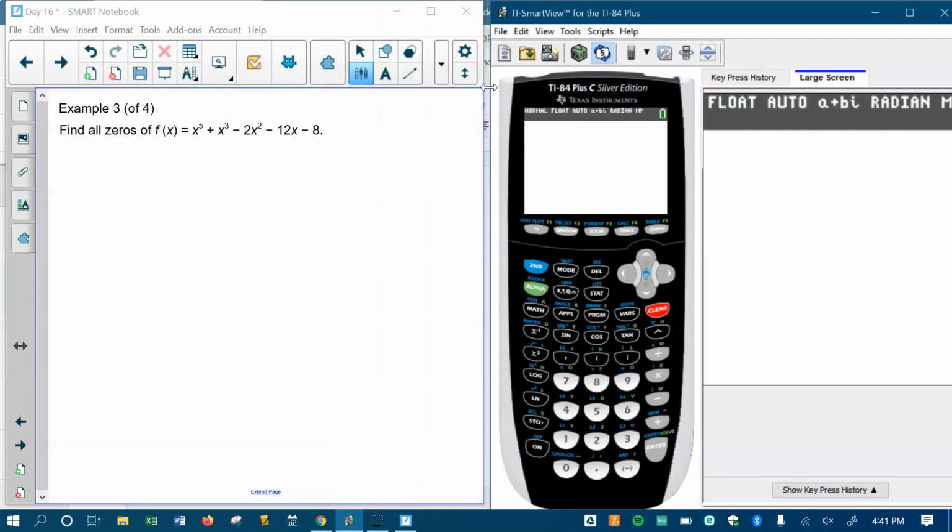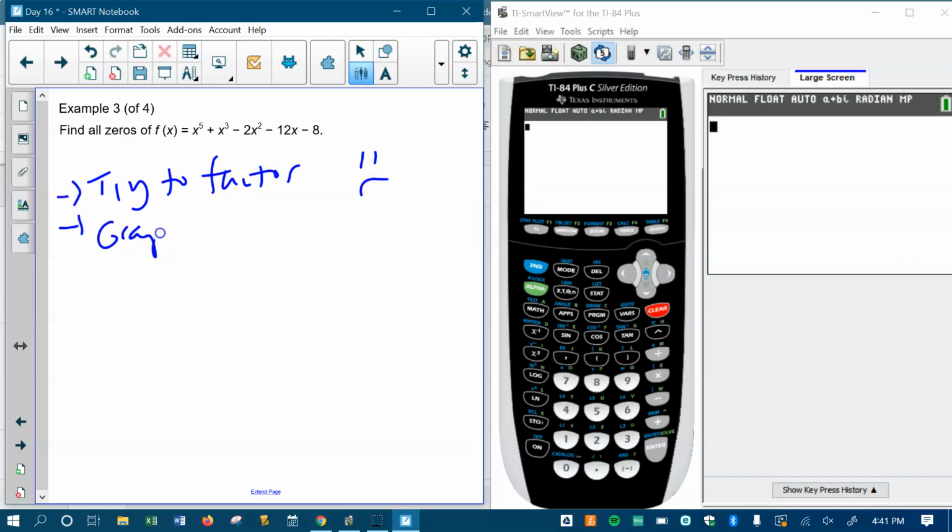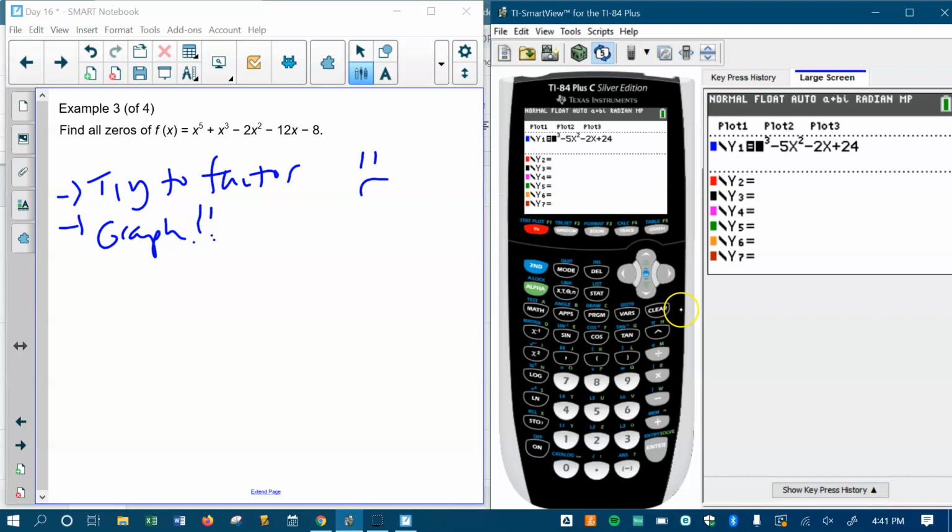We could try to factor this. But if we try to factor this, we're going to feel horrible. So graph it next. Graphing calculator should save us. So let's go to a graphing calculator and let's enter this equation in.